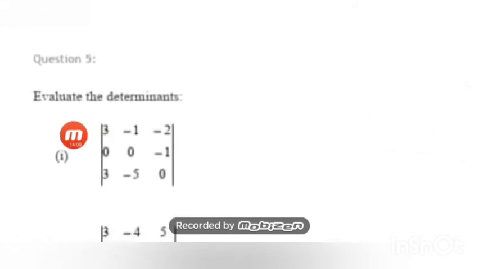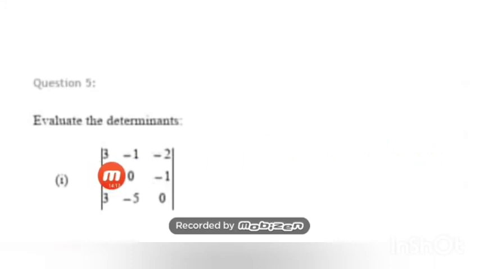Okay. Now let us go to question number 5. In your question number 5, you have 3 determinant values you have to obtain. There are 4 questions. I'm just explaining one of them, and the remaining I'll give as a picture in the description box. You can see it from there, or you can evaluate yourself also.